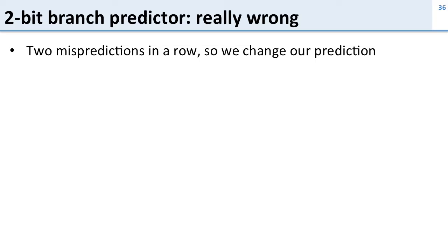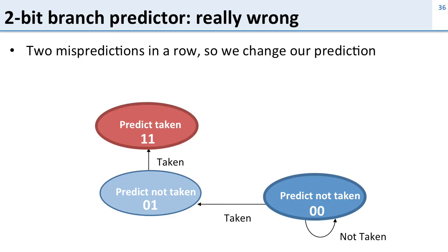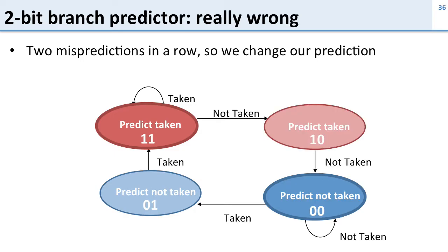But what if we were really wrong? What if we have two mispredictions in a row? So we predict not taken, then we see a taken and another taken, and now we actually start predicting taken. So we've changed our prediction. Similarly, if we're predicting taken and we see one not taken and another not taken, we go on to predict not taken.